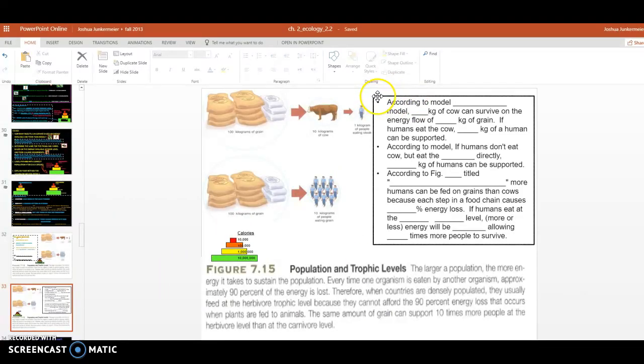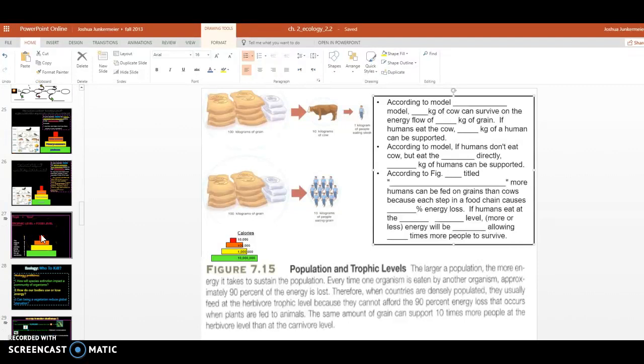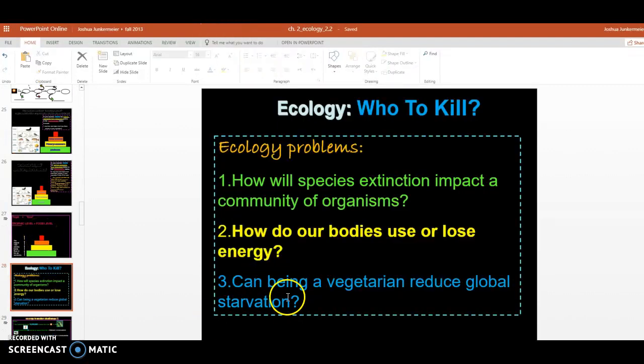So here's our last thing to do. I'd like you to use these sentence frames to write some ideas down about energy transfer and if humans were vegetarians instead of carnivores, okay? So just follow along, pause the video, and fill in the blanks of these sentence structures as best you can. And overall, the idea is when you answer this, you've successfully spent some time learning about our problem number 3.